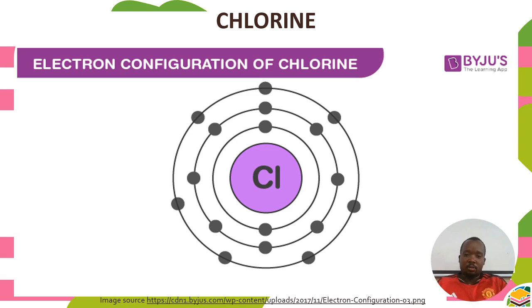So the 17 electrons, 2 electrons, 1, 2 in the first shell, then 8 electrons in the next shell, 1, 2, 3, 4, 5, 6, 7, 8, good. So 2 plus 8 is 10. From 17, we are remaining with 7 electrons. So in the last shell, 1, 2, 3, 4, 5, 6, 7. We have exhausted all the 17 electrons. So we have assigned the electrons in energy levels.